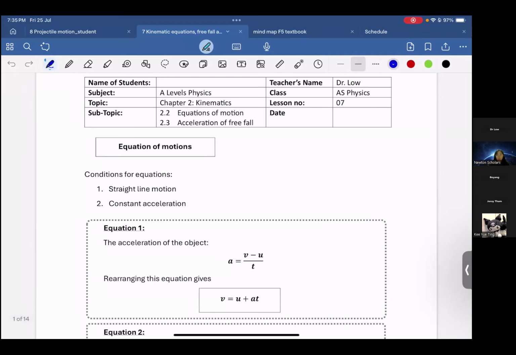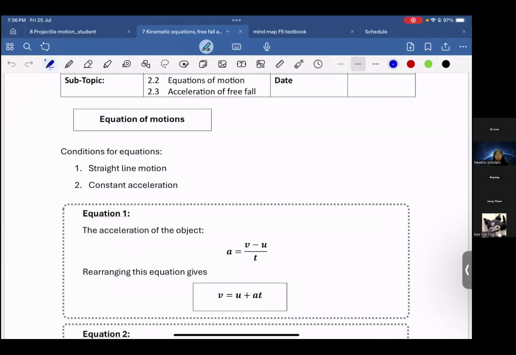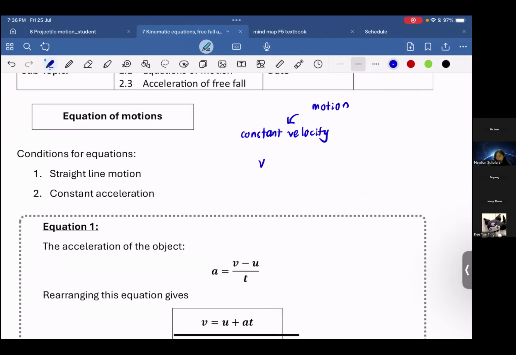So for motion in AS, we need to know how to derive the 4 formulas. By the way, for linear motion we have 2 types. If the question is talking about constant velocity, then this is easy. Why easy? We're just using the formula v equals s over t, settle. But in case the velocity is changing, meaning constant acceleration, then we will involve 4 formulas.